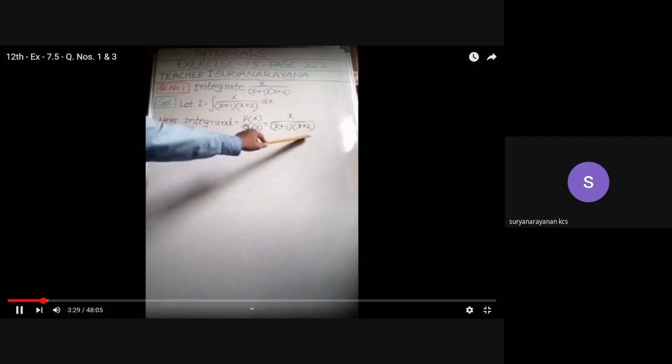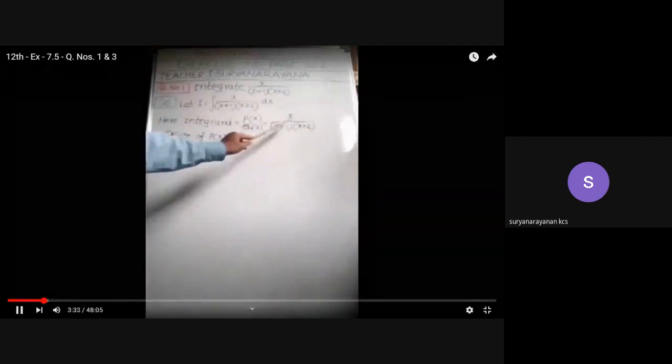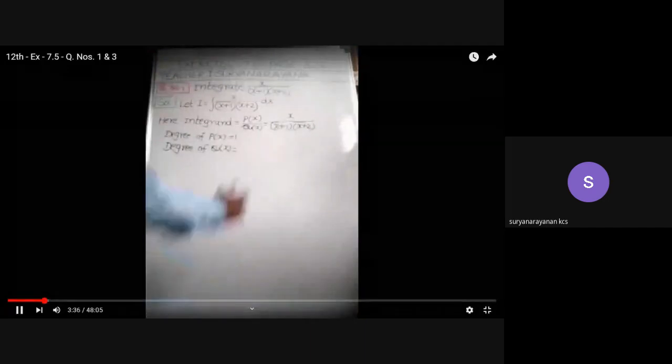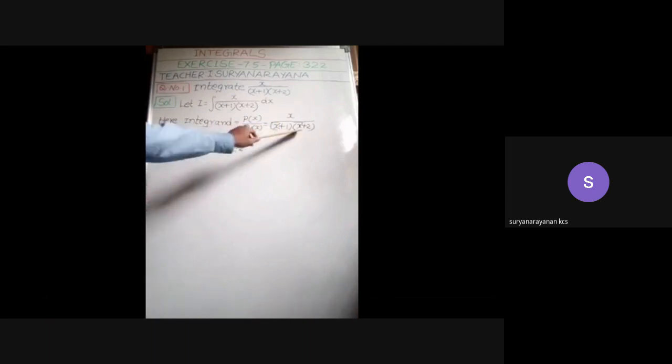Today we are going to discuss integrals. In this, the degree of the denominator can be found by adding the exponents of x. What is the exponent of x here? 1. Here the exponent of x is 1. So 1 plus 1, that is 2. Understood this step, my children, how to find the degree of a polynomial which is given in this form?